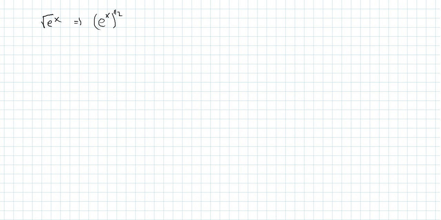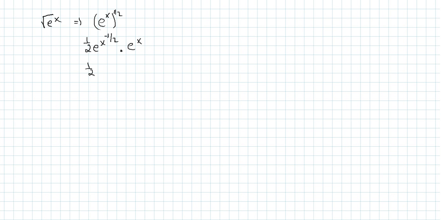The rule says you bring the power down in front, which becomes a half e to the x, reduce the power by 1, so that brings it down to minus a half, and then chain rule, multiply by the derivative of what's inside the bracket, and the tables tell us that when you differentiate e to the x, it's e to the x. So it's a half e to the x to the minus a half by e to the x to the 1.